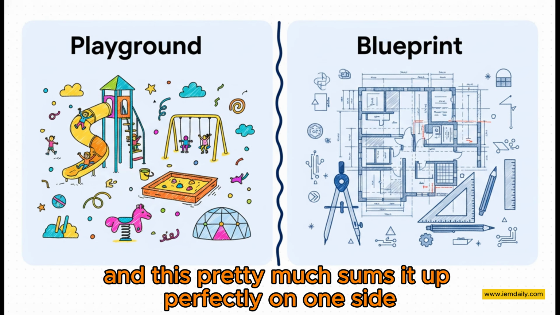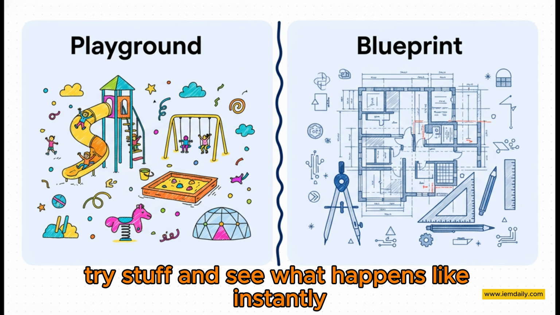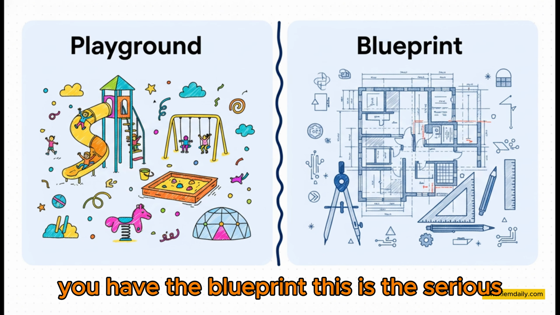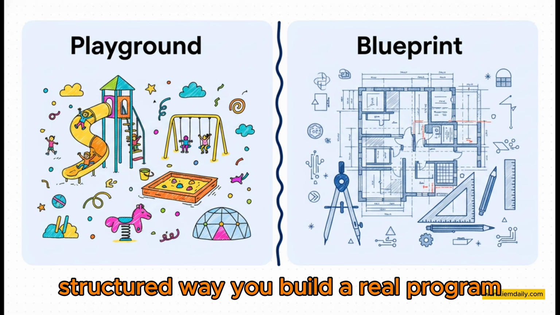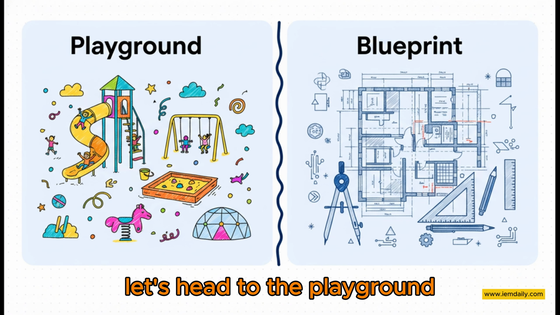And this pretty much sums it up perfectly. On one side, you've got the playground. This is where you go to just mess around, try stuff, and see what happens, like instantly. Then on the other side, you have the blueprint. This is the serious, structured way you build a real program. So let's start with the fun one, right? Let's head to the playground.